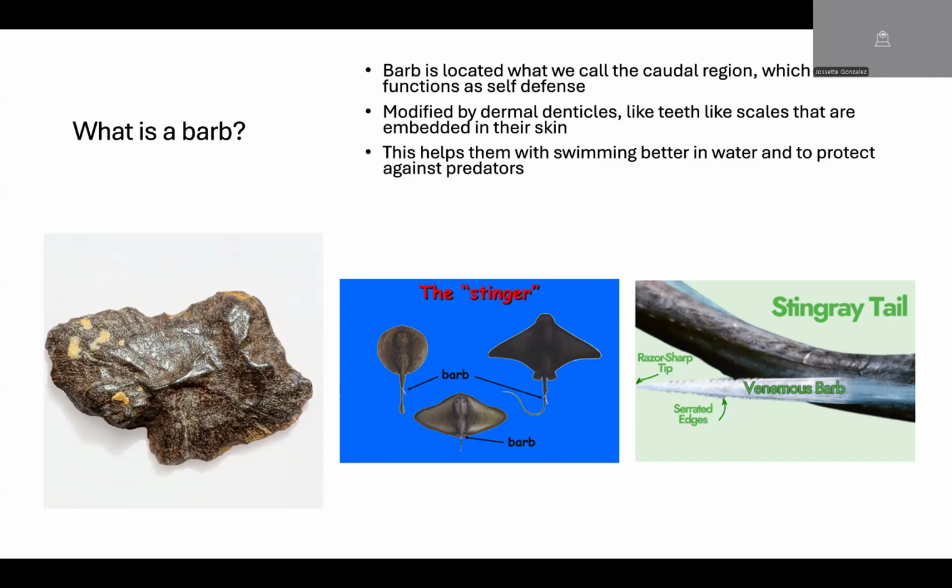The function of these scales when they are not modified into barbs is to help them swim better and provide protection against predators. A fun fact is that dermal denticles are made up of the same material as our teeth, which is something that I found interesting. So you see, in this first picture, is actually a fossilized dermal denticle. This fossilized dermal denticle is from a large ray fish, like the roughtail stingray, which can grow up to 7 feet across from wingtip to wingtip and 14 feet long, including the tail. It can weigh as much as 660 pounds.